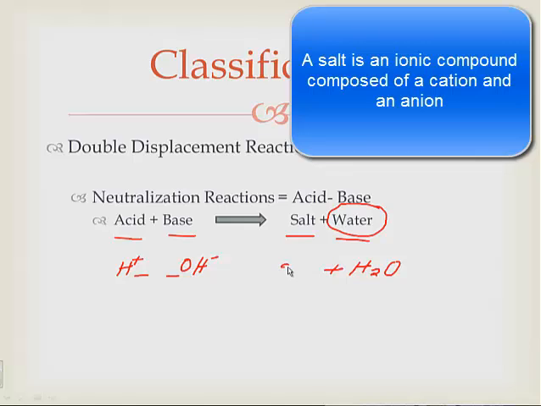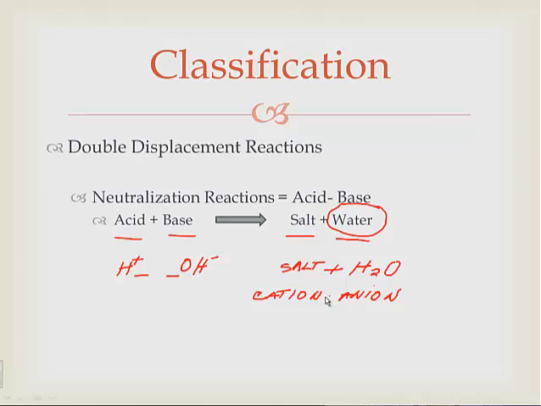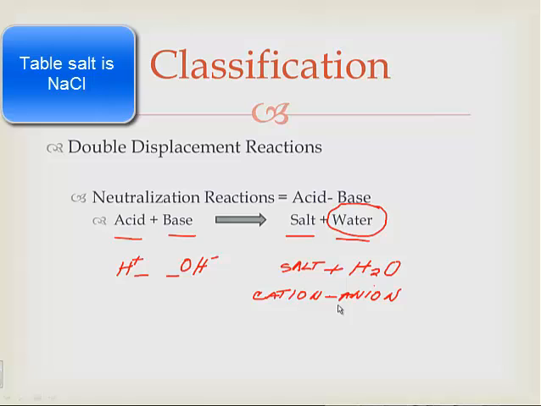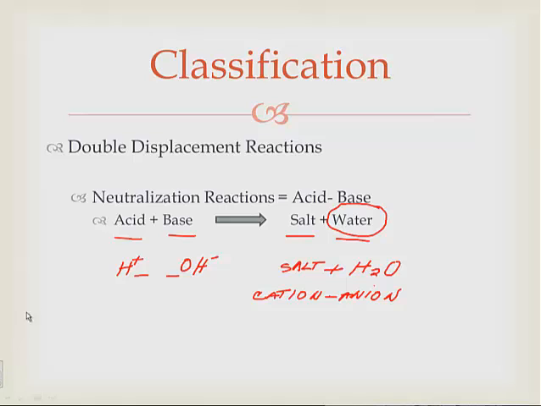And what do we mean by salt? Any ionic compound, any cation in combination with an anion. That is a salt. Most people think table salt, but that is one type of salt, but it's not the only type of salt. All right, so let's move on.